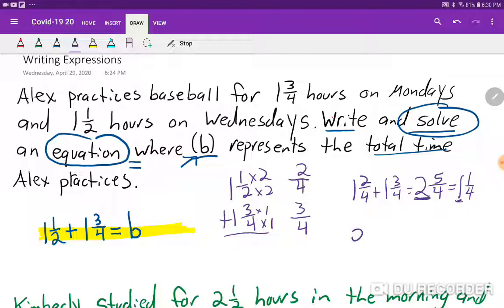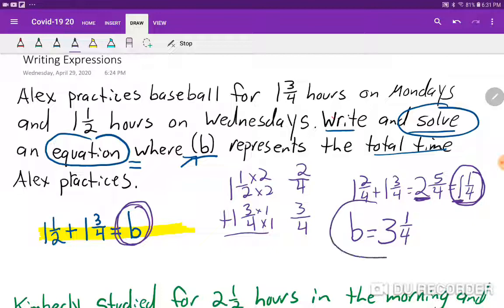So B, you're like, where are you getting B from? Remember, B stands for the amount of time that Alex practices. What does B equal? We know now. See, it's in the same spot after the equal sign. Oops, sorry. Oh, where is it? 5 1/4. Wait, no. What did I do wrong? 3 1/4. Sorry. 2 plus 1 equals 3 1/4. Okay? So I hope I wasn't just being confusing there.